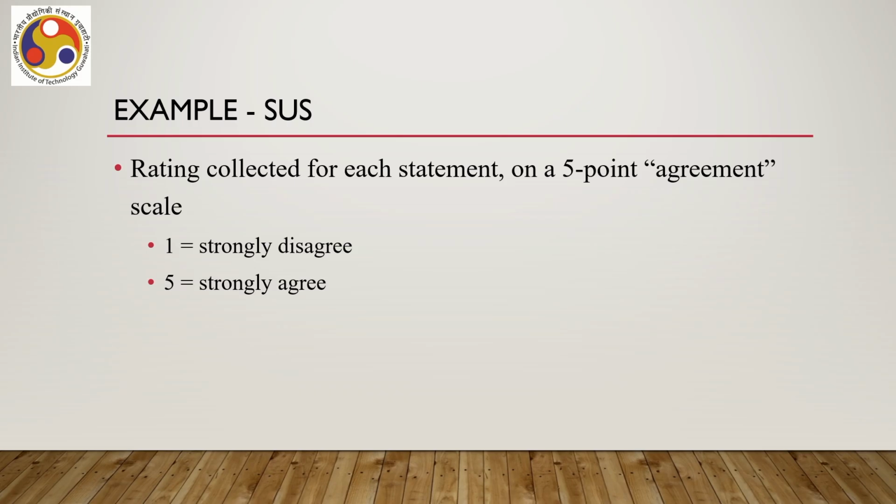Now, each of these statements a user is supposed to rate on a scale of 1 to 5, that is a 5-point agreement scale, where 1 indicates strongly disagree and 5 indicates strongly agree. In the ASQ questionnaire, rating scale was 1 to 7, here it is 1 to 5.